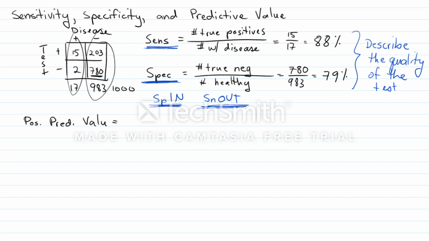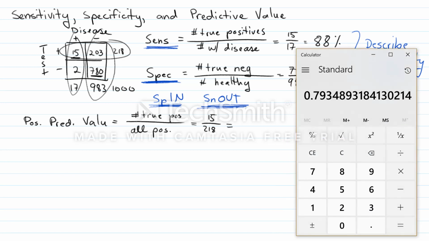So this is kind of similar to sensitivity in that we have the number of true positives on top. But in contrast to sensitivity, we don't take the number of people with the disease, we take all the positives. So the number of people with positive tests on the bottom. And so in that case, we have 15 true positives. And then we have 15 plus 203, which is 218 people who test positive. So let's go ahead and calculate that. I think you can already see, yep, it's a pretty small number, about 7%.